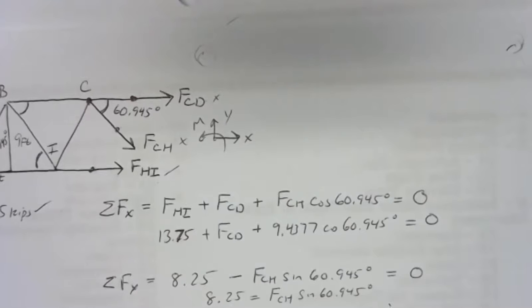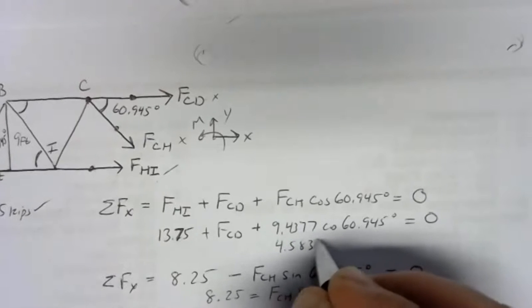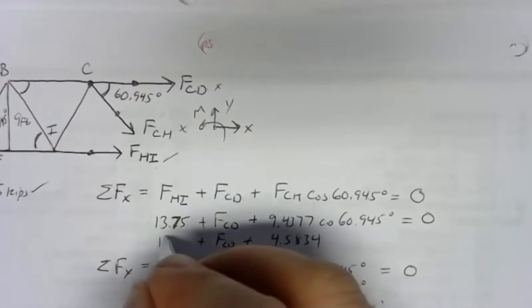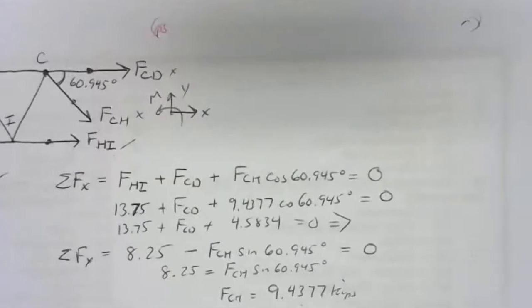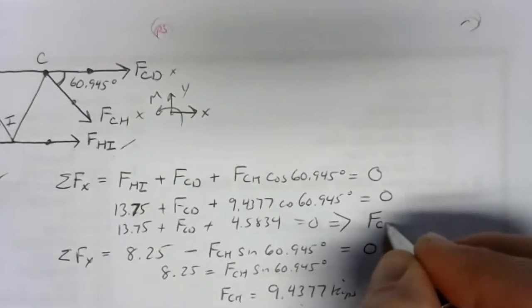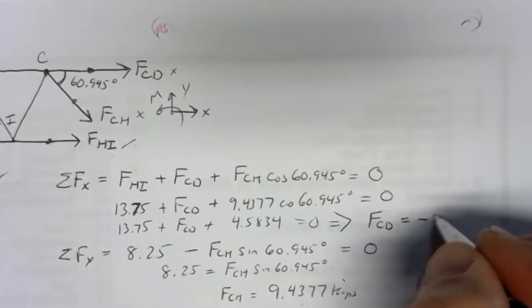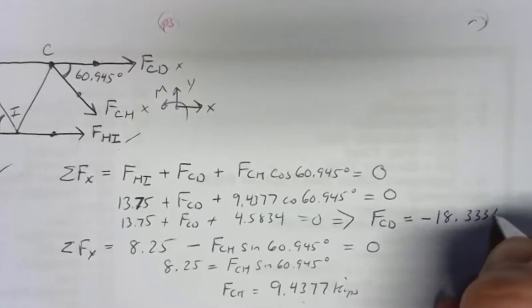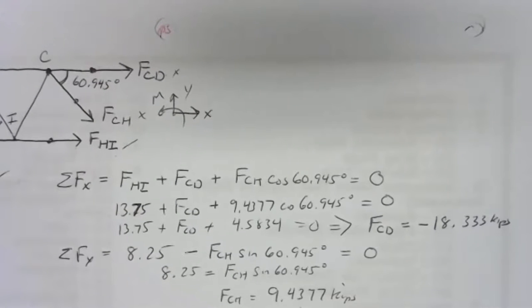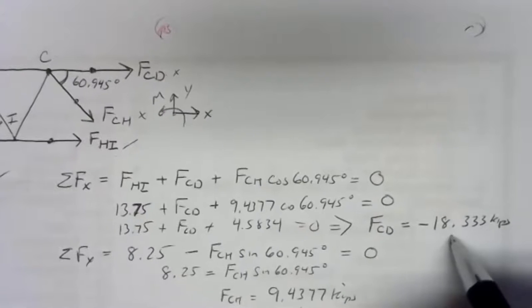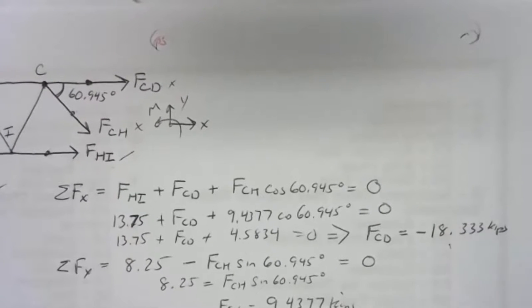If we calculate the 9.4377 cosine 60.945 term, you get 4.5834 plus FCD plus 13.75 equals 0. And if we solve that, we'd add our 13.75 in, and that gives us 18.333 kips negative. So to have this add up to 0, member CD, FCD, that symbol, has to be negative 18.333 kips. So the negative means that we've got compression. The assumption in method of sections is always tension. So when we get something that tells us we have a bad assumption, that means we've got compression. And that was one of the members we wanted.